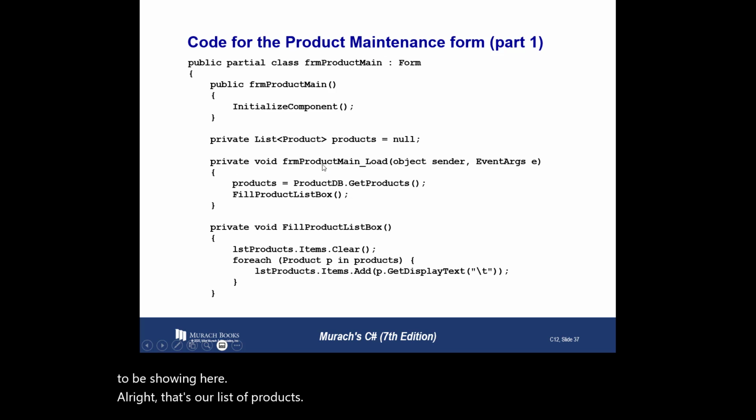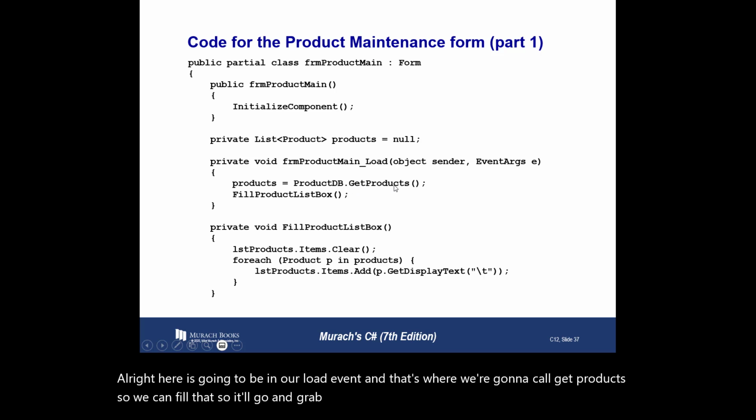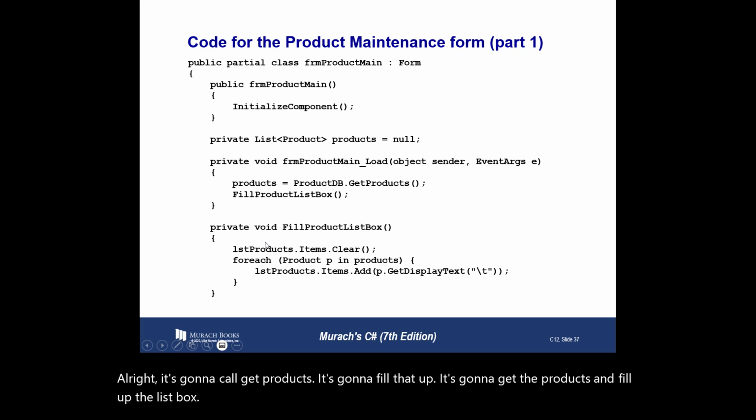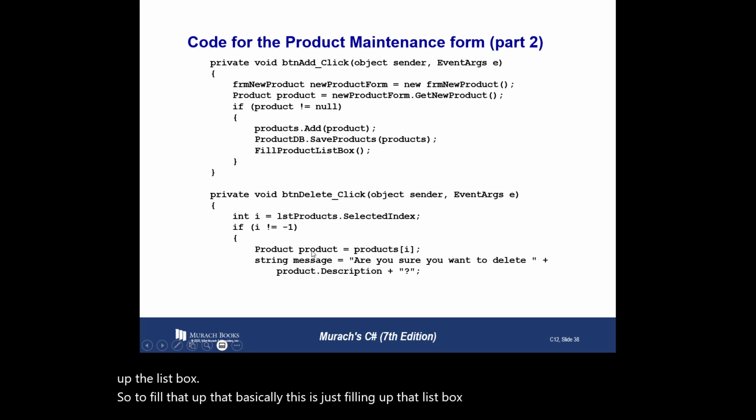Here is going to be in our load event, and that's where we're going to call get products so we can fill that. So it'll go and grab it. It's going to call get products, get the products, and then fill up the list box. So this is just filling up that list box that I just showed you.